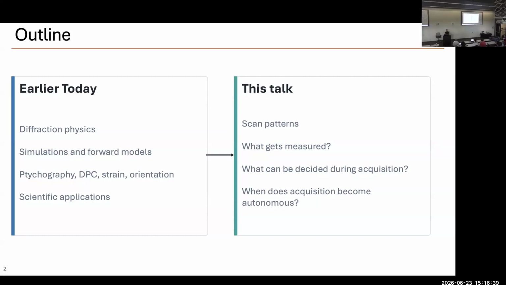Answering, or at least trying to answer questions like what gets measured, what can be decided during acquisition, and how can you make an experiment autonomous by deciding to do different things or taking different data while you're still on the microscope.